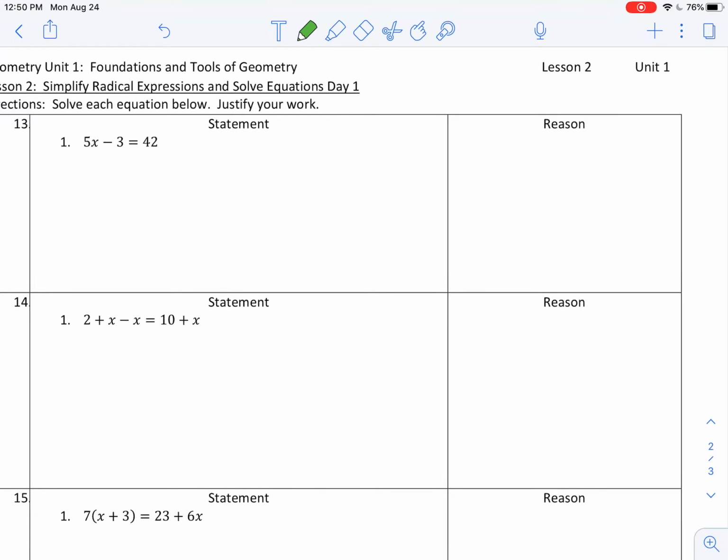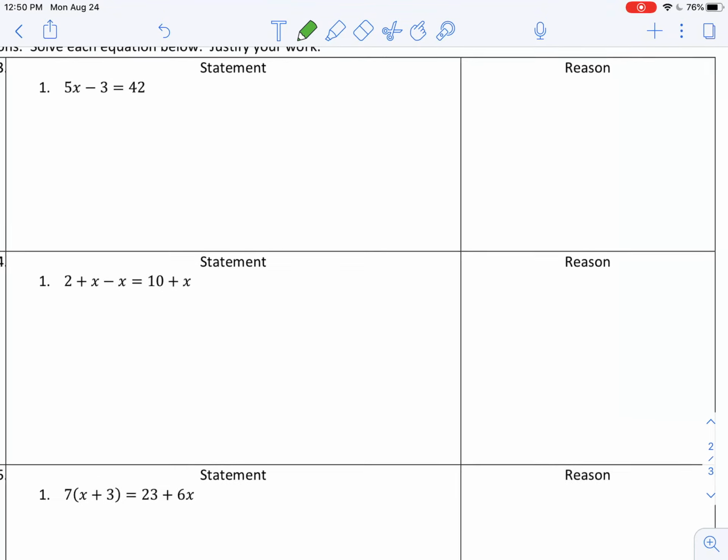Okay, last video for lesson 2, part 1. We're on page 4 of your notes, so this is not solving radicals, but it is just a basic reminder of solving equations, because even though it's not an algebra class, you will still have to have these algebra skills. And you should have done statements and reasons last year.